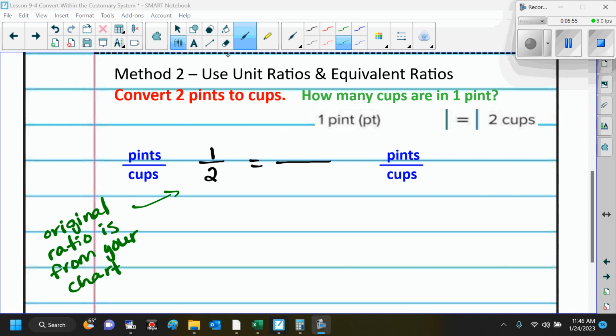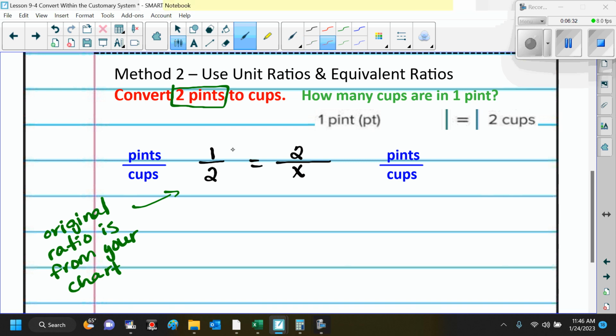So now we are converting 2 pints to cups. Where does that 2 pints go in my equation here? In the numerator or the denominator? Well, where is pints? Here are my reminders. Where does pints go? In the numerator. Very good. So we're going to put 2 up here. So now we're solving for this x down here.